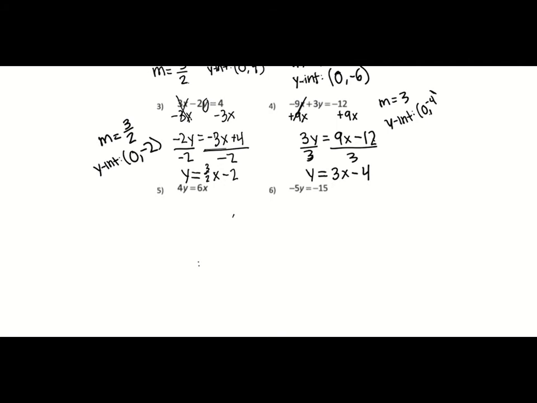Okay, we've got 2 more examples. This one, I'm just trying to get rid of that 4. So if we have 4 times y, I'm going to divide by 4. y equals 6 divided by 4. Plug that into your calculator and turn it back into a fraction. You get 3/2. Now, for our slope, we have 3/2. But for our y-intercept, there is no b value. So that means our b value is 0. So our y-intercept is going to be (0, 0).